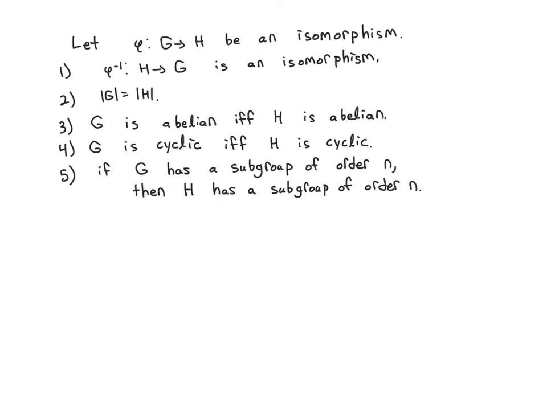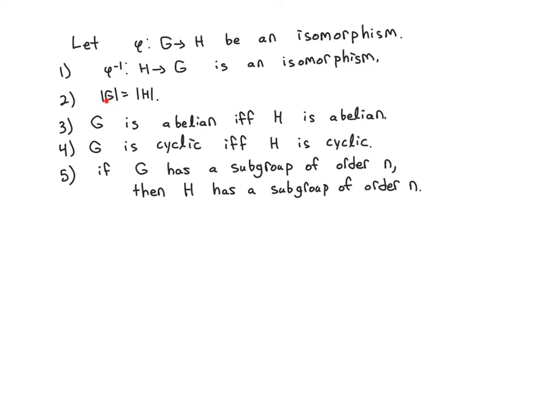Alright, so let's prove some other properties of isomorphisms. Let phi from G to H be an isomorphism. Then one of the facts that the book says is obvious is that the inverse function is also an isomorphism. I'll actually prove that, because one thing that's not obvious is that it preserves products. The fact that it's a bijection is obvious.